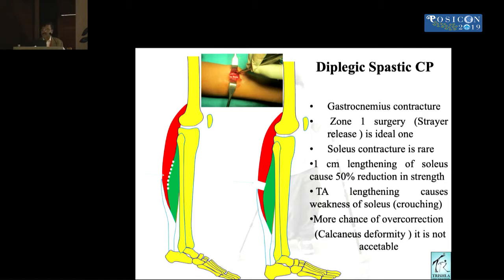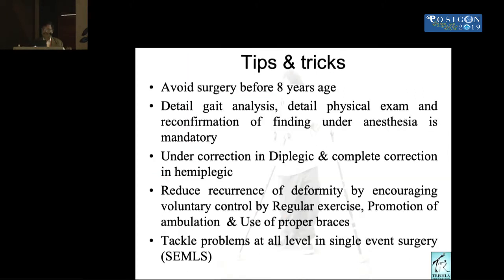So whenever it is possible, we should manage it with botulinum toxin, bracing and therapy. Only if it is really very tight, confirmed by gait analysis and physical examination, then we go for surgery in diplegic spastic cerebral palsy, especially for the gastrocnemius contracture. Tips and tricks: avoid surgeries before 8 years of age; do detailed gait analysis and detailed physical examination; reconfirmation of the findings under anesthesia is very, very important, essential, it is mandatory.